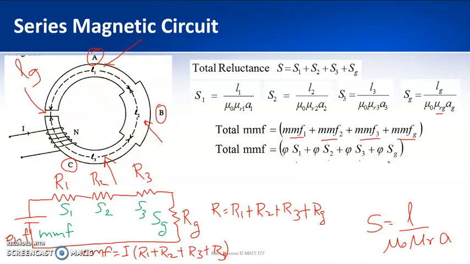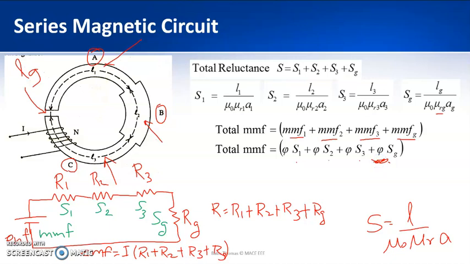Here we are considering the leakage factor to be 1. That means the flux in the air gap will be equal to the flux in the iron path, and that is why we have taken the flux the same for the air gap also.